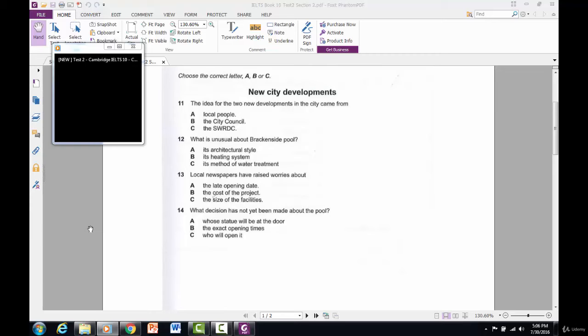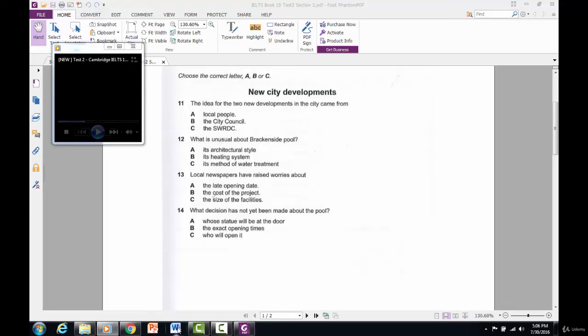Good morning. I'm very pleased to have this opportunity to say a little about two exciting new developments in the city: the Brackenside open-air swimming pool and the Children's Adventure Playground in Central Park. As many of you may know, the idea for these initiatives came from you, the public, in the extensive consultation exercise which the City Council conducted last year.